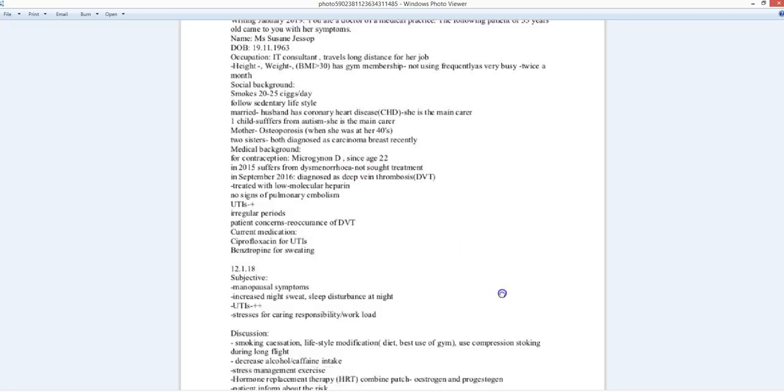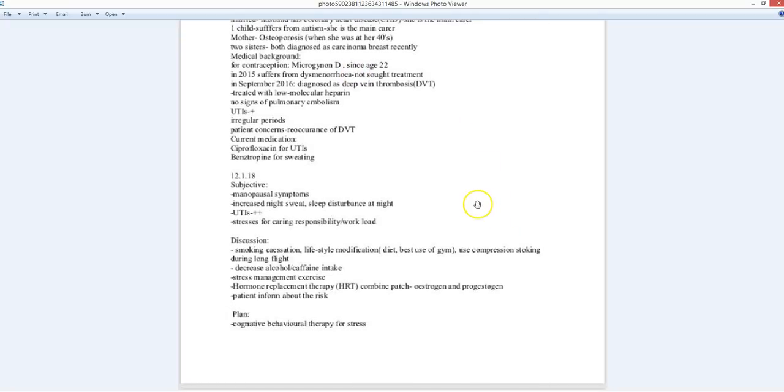Okay, so she only came to see them once, so there's some other stuff here. 2015, 2016, the subjective stuff. So she came to see you, menopausal symptoms, disturbance, sweating, UTIs, etc.